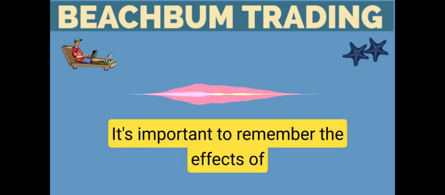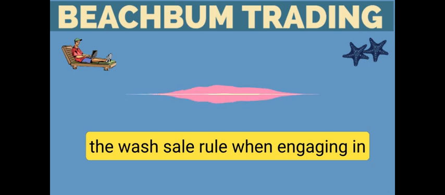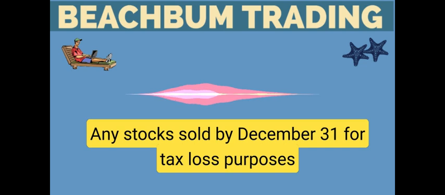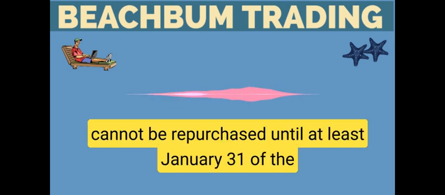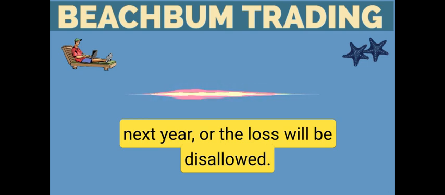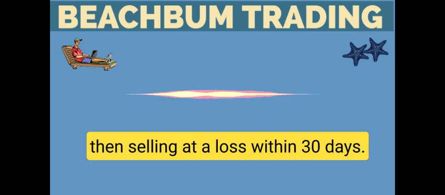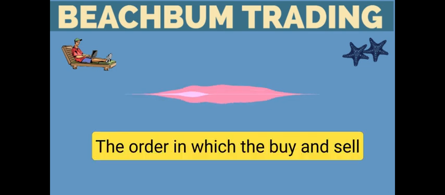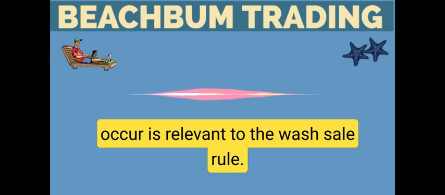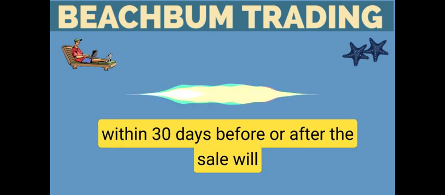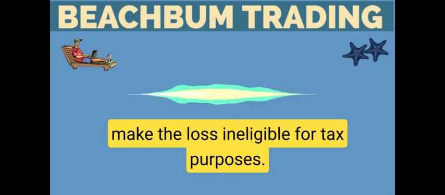It's important to remember the effects of the wash sale rule when engaging in tax loss harvesting at year-end. Any stocks sold by December 31 for tax loss purposes cannot be repurchased until at least January 31 of the next year or the loss will be disallowed. Finally, investors cannot avoid the rule by buying and then selling at a loss within 30 days. The order in which the buy and sell occur is irrelevant to the wash sale rule. Any purchase of the same or substantially similar security within 30 days before or after the sale will make the loss ineligible for tax purposes.